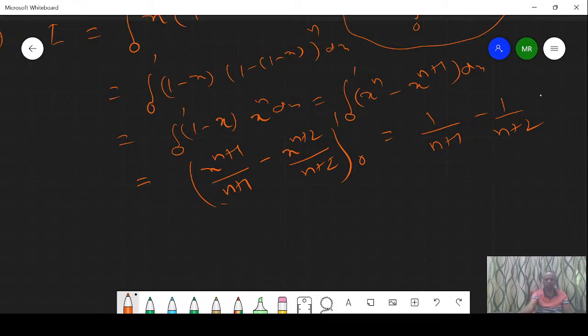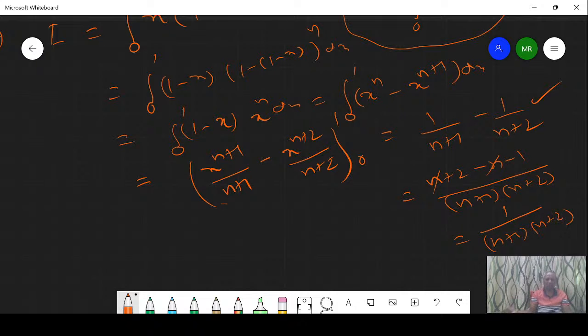If you want, you can stop here, or if you simplify, this will be (n plus 2 minus n minus 1) by (n plus 1) into (n plus 2). Then I can write this as 1 by (n plus 1) into (n plus 2). Like this you get the answer.